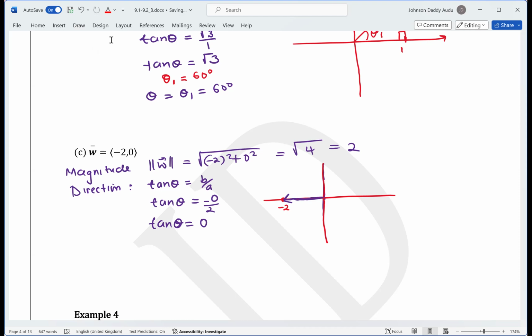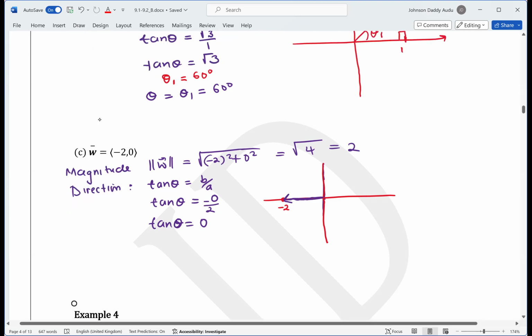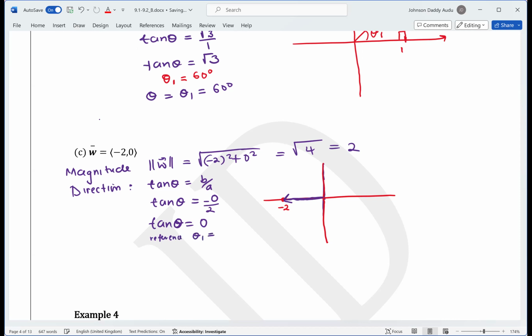So what will be the reference angle? Remember, the reference angle is just the angle between the x-axis and the terminal. So the reference, which is theta 1 or theta star, is just 0. Because the reference angle is the angle between the x-axis and the terminal. Now, between the x-axis and the terminal, is there any angle there? No, it's just 0.